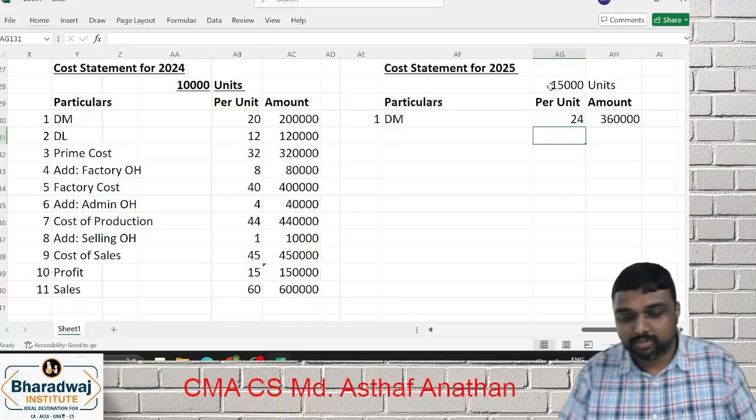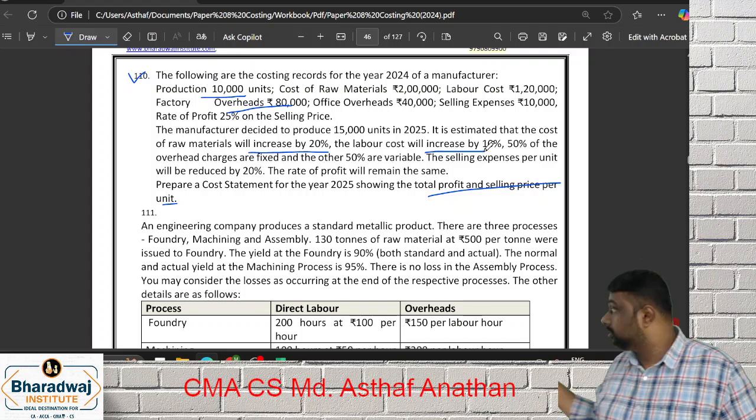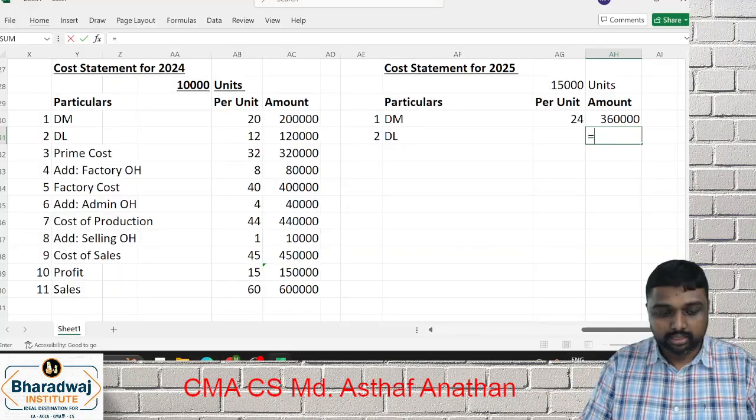Labor. What is labor? They said labor will increase by 10%. See, here cost only. There are some questions with efficiency also. Efficiency increase, now cost will reduce, you have to divide. Efficiency decrease, now cost will increase, that you have to multiply. You have to be very clear on both. Here it is cost will increase by 10%. So the same way we did, we have to start. This is the amount for 10,000. What will be for 15,000? Increase is what? 100. Are you clear?